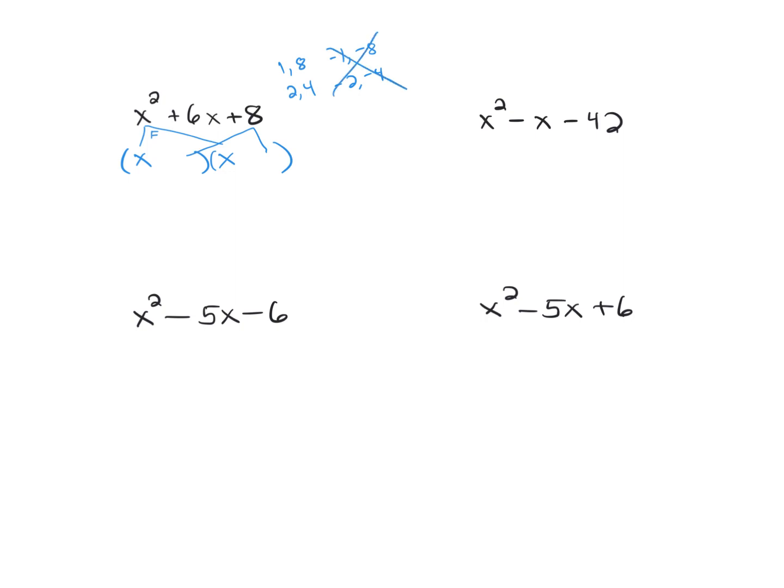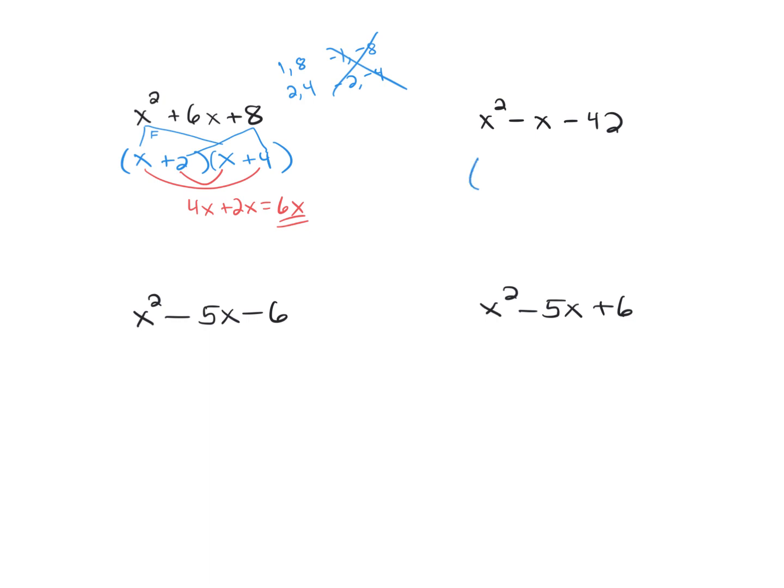I'm just going to check the 1, 8, 2, and 4. So let's put plus 2 plus 4 and see what happens. If I check my O, I get 4x. My I is plus 2x. That is 6x. So that is the correct answer.